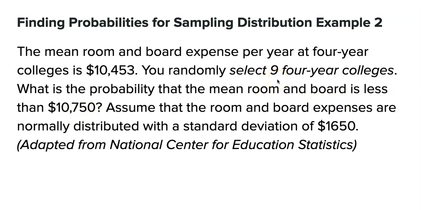Now, it's only 9. Can we assume normal distribution? Look at the very last sentence. Assume that the room and board expenses are normally distributed with a standard deviation of 1650. Just because they added this piece right here, this problem is now doable. If we didn't know if this population was normally distributed, then we can't do any of this, right? But now we know it is normally distributed. We can use normal distribution to find this probability.